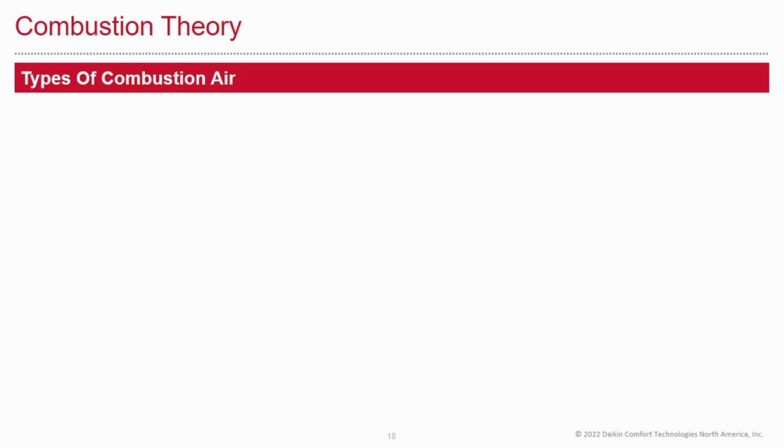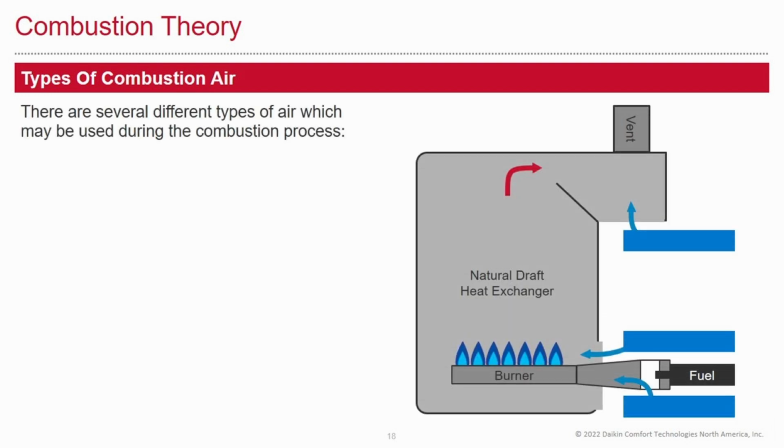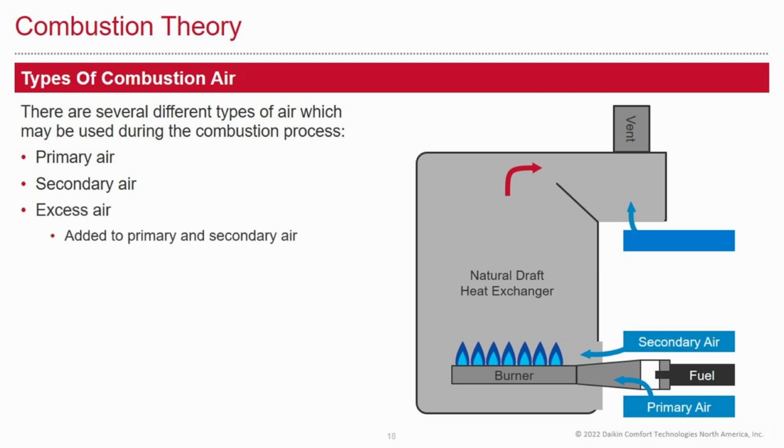Types of combustion air. There are several different types of air which may be used during the combustion process. Primary air, secondary air, excess air added to the primary and secondary air, and dilution air.